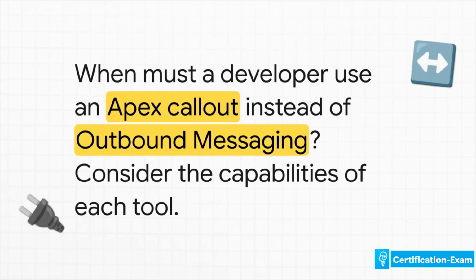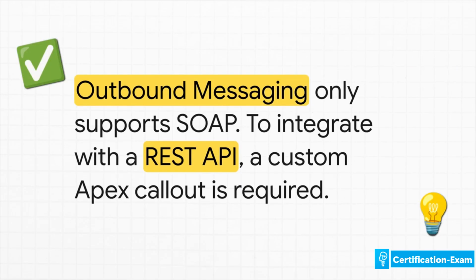Okay, first up, a question on integrations. Which scenario requires a developer to use an Apex callout instead of outbound messaging? Is it A, B, C, or D? So take a second. What's the fundamental difference between these tools? The correct answer is C. The target system uses a REST API. So why is it C?